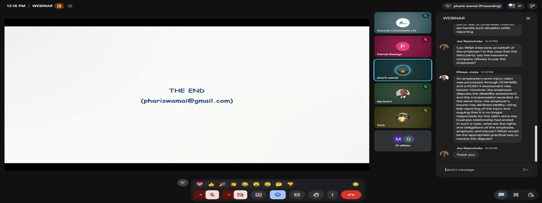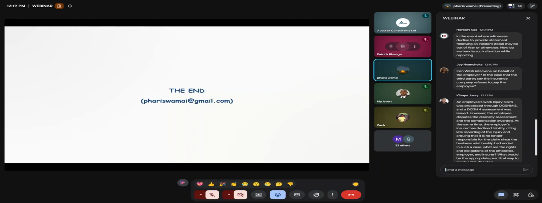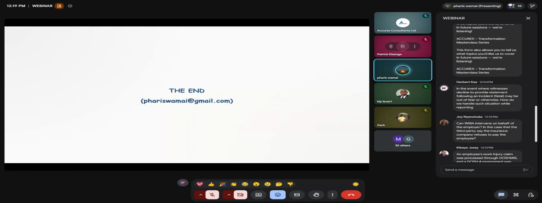So there's a question on the chat board. An employee injury claim was processed through DOSH HMIS, and a DOSH 4 assessment was issued. However, the employee disputes the disability assessment and the compensation awarded. At the same time, the employer's insurer has declined liability, citing late reporting of the injury and arguing that it is no longer responsible for the claim since the business relationship has ended. In such a case, what is the right and obligation of the employee, employer, and the insurer? What would be the appropriate practical way to resolve the dispute?